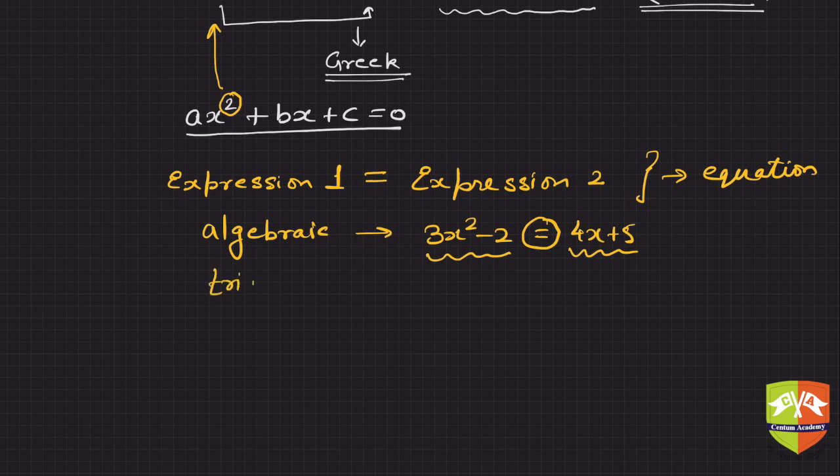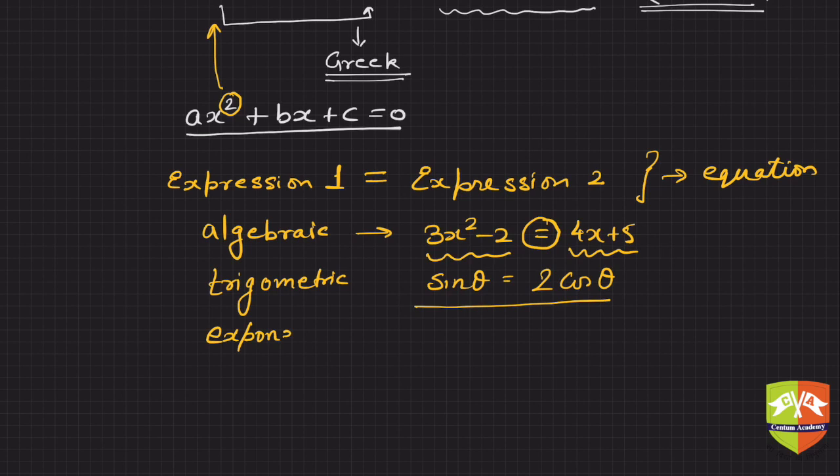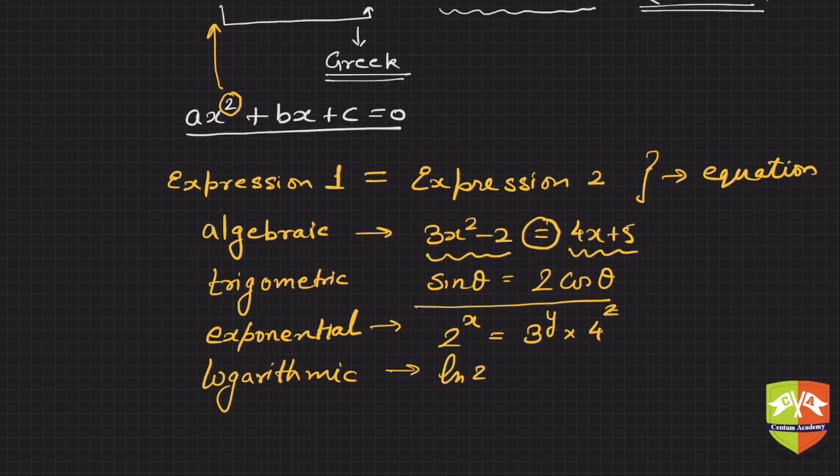Similarly, I can have a trigonometric equation. How? You have to have trigonometric expressions on both sides. So if you write sine theta is equal to 2 cos theta, then it becomes a trigonometric equation, right? Similarly, there could be something called an exponential equation. How? 2 to the power x, let's say, is equal to 3 to the power y into 4 to the power, let's say, z. So this is an exponential equation. And likewise, we have something called a logarithmic equation. So natural log of 2x plus 3 is equal to, let's say, 4 is a logarithmic equation, right? So you can have combinations of expressions as well: algebraic equated to trigonometric or to exponential, and likewise. Correct. So this is what is called an equation.